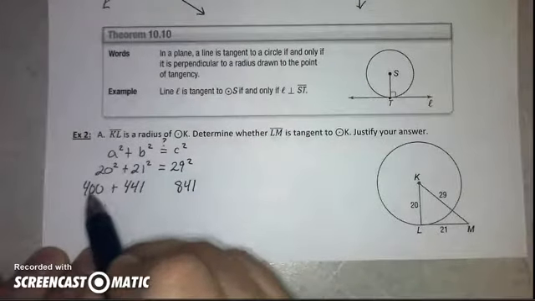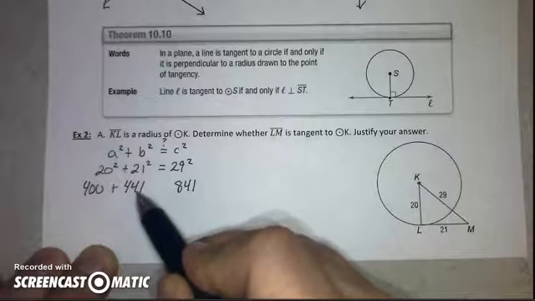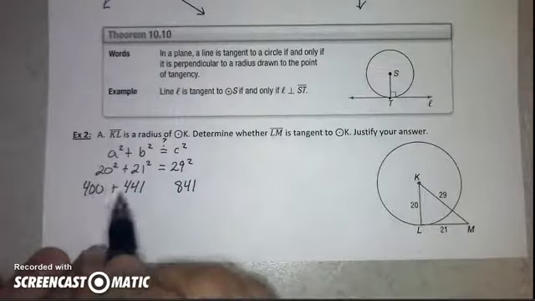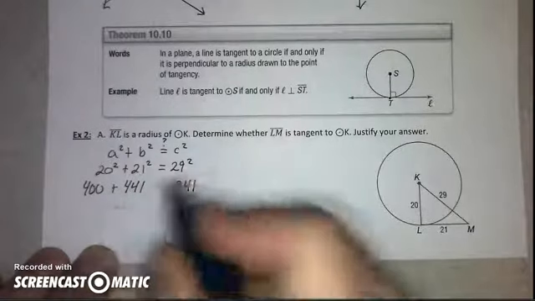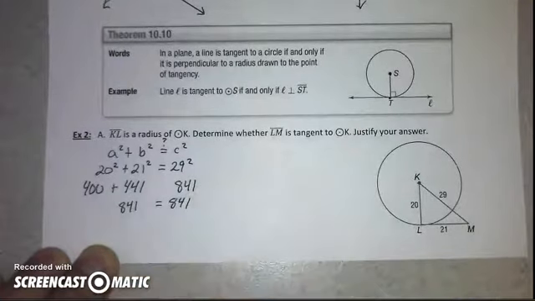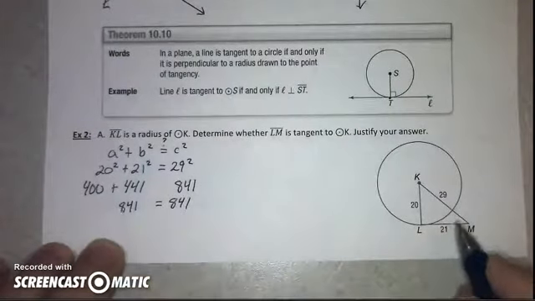20 squared is 400, 21 squared is 441, and 29 squared is 841. So if I add these two, 400 plus 441, that is 841, which equals 841 on both sides. So this is a right triangle.